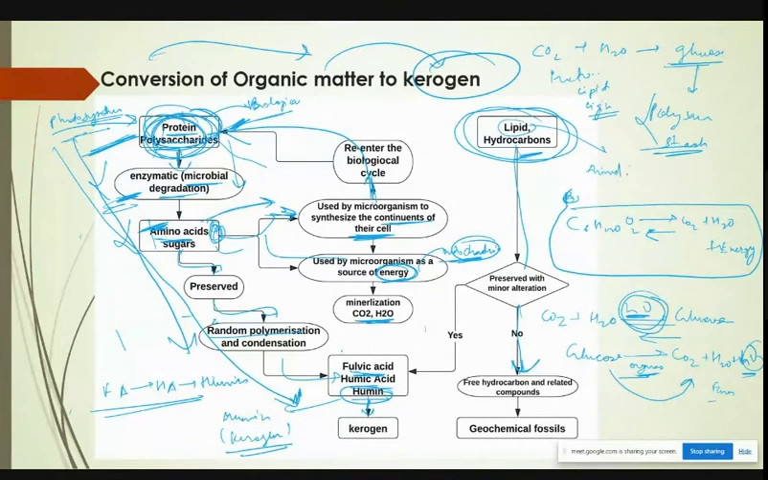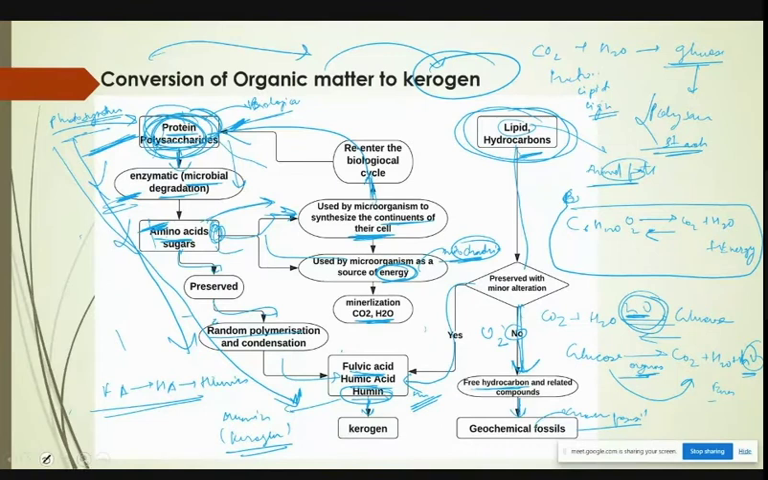Lipid is found in animal fat. So they are already in the form of hydrocarbon. If they are preserved, they convert into hydrocarbon, and if that is also preserved, then it converts into geochemical fossil. If it is not preserved, then it converts into free hydrocarbon. And if it is preserved, then it will convert into humin and all.